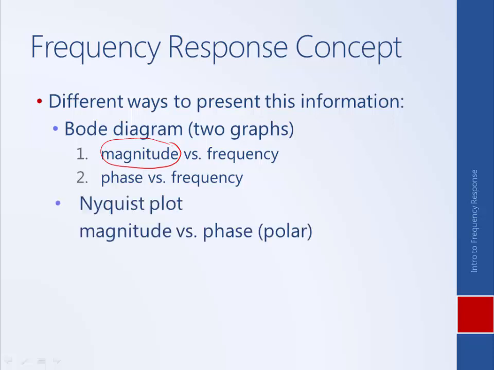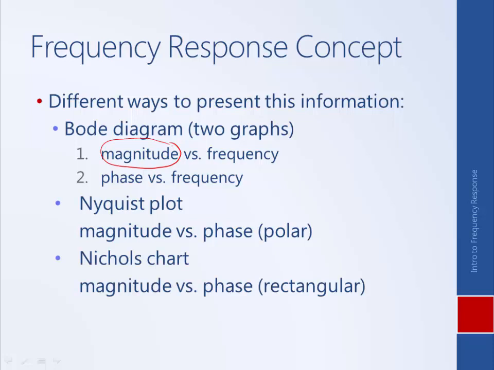An alternative way to represent this information is with the Nyquist plot, where magnitude is plotted versus phase, in a single plot. And the Nyquist plot does this using a polar plot form, whereas a Nichols chart also plots magnitude versus phase, but it does it as a rectangular plot. So phase is the horizontal axis and magnitude or scaling is the vertical axis. In this class, we will focus on the Bode diagram.